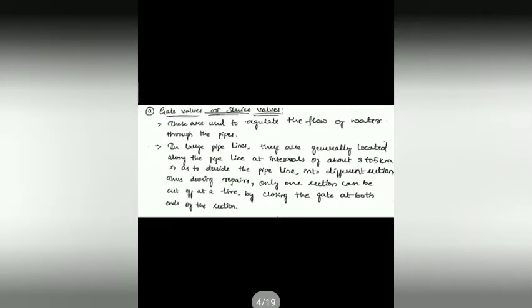Next, let us understand the gate valve or the sluice valve. Gate valves or sluice valves are a very basic type of valve that we use in almost all pipe connections. These are used to regulate the flow of water through the pipes.